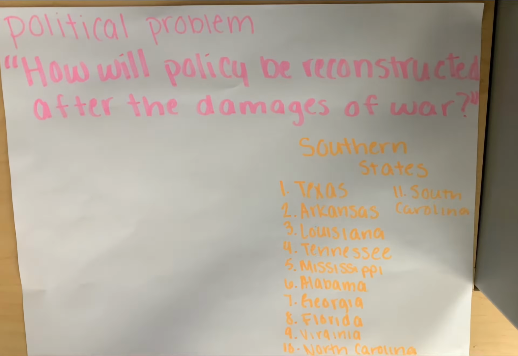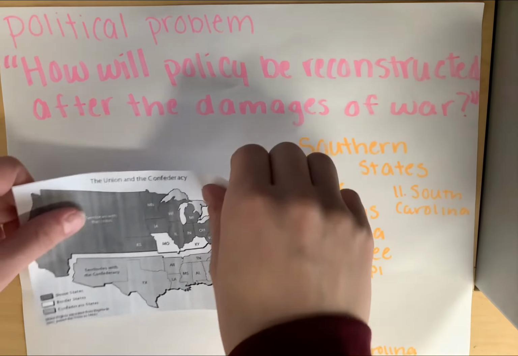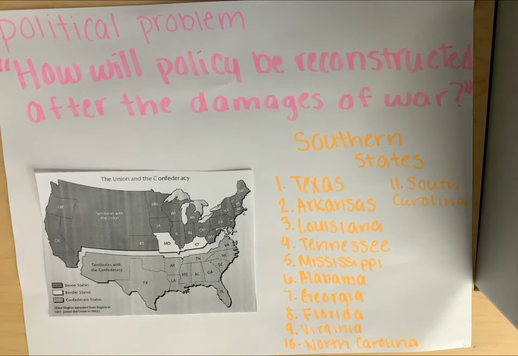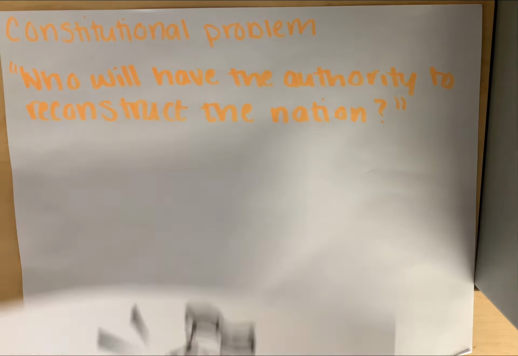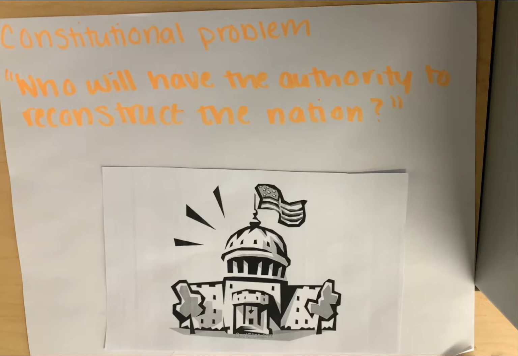The political problem entails how will the nation be reconstructed after the damage of the war? How will the South be reintegrated, and will the South be punished for their actions? The constitutional problem entails who will have the authority to reconstruct the nation? The Congress? The President? How did the Civil War affect this question of authority of government?